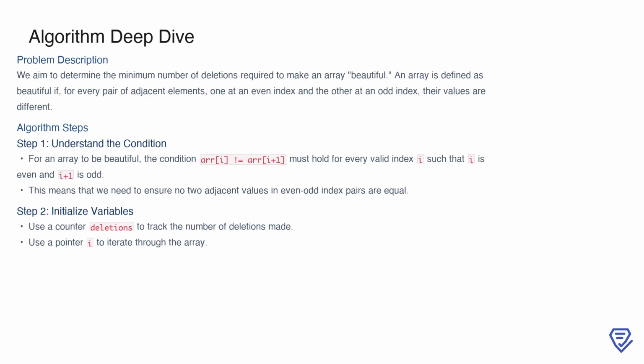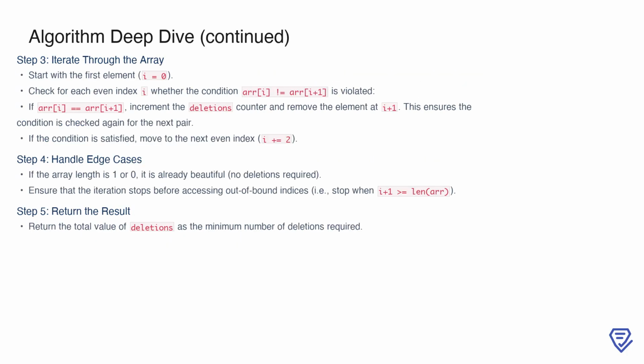To approach this, we start by initializing a counter called deletions to track the number of deletions we perform. We also use a pointer i to iterate through the array step by step. With these in place, we can systematically check and modify the array to meet the condition. Now, we begin iterating through the array. Starting with the first even index, which is i equals 0, we check whether the condition arr[i] != arr[i + 1] is violated.